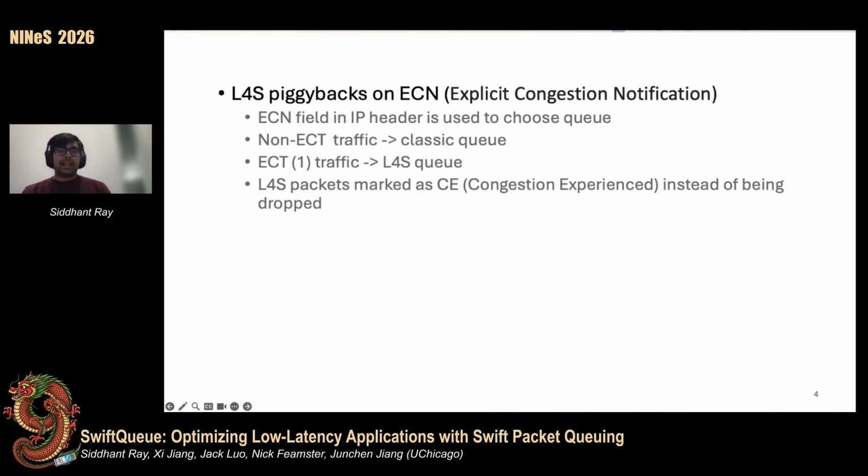So let's look at how L4S actually works. L4S piggybacks on ECN, which is explicit congestion notification, and the ECN field in the IP header is used to choose the queue. The non-ECT marking in the ECN field determines what is sent in the classic queue, and everything marked as ECT1 is sent to the L4S queue. A notable difference is that L4S packets are marked as congestion experienced, and these packets are not dropped.